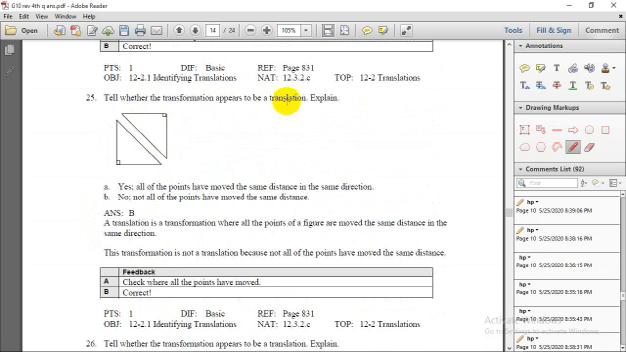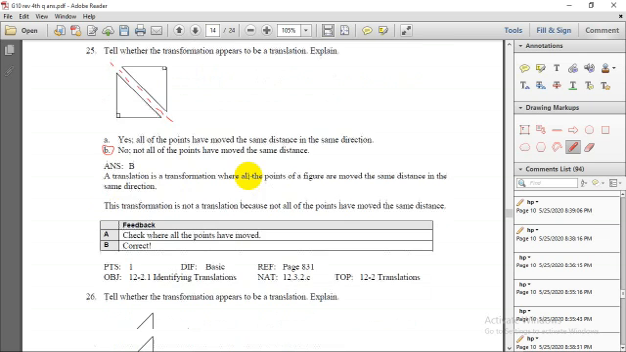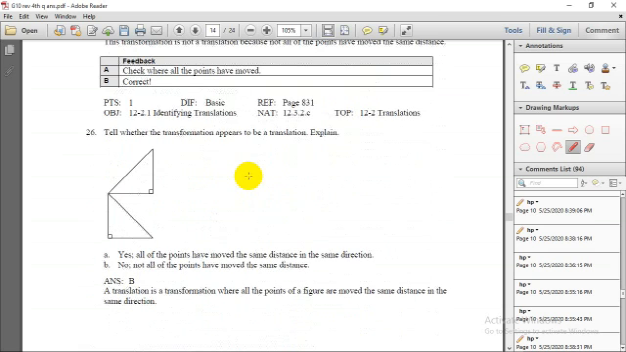Let's see this. Tell whether this transformation is translation. Look here. What happened to the figure? It appears to be reflected. Okay? Look. If I draw a line like this, the figure appears to be reflected. So the figure didn't move. It's reflected. So no, it's not translation, it's reflection. Very good. Excellent.